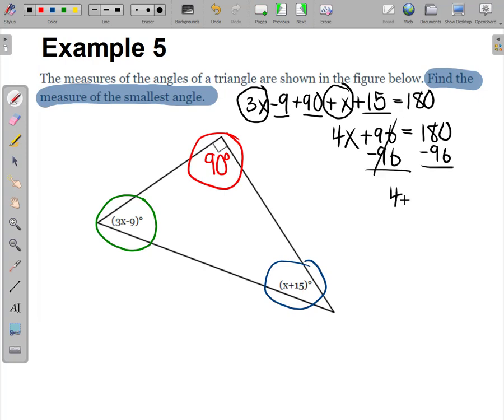Cancels. 4x is now equal to 84. And then divide by 4 on each side. And so x simplifies to 21.